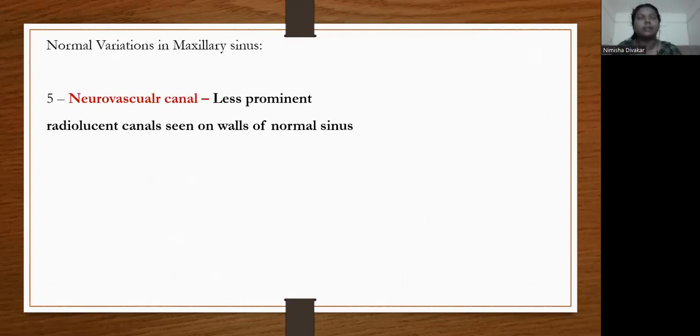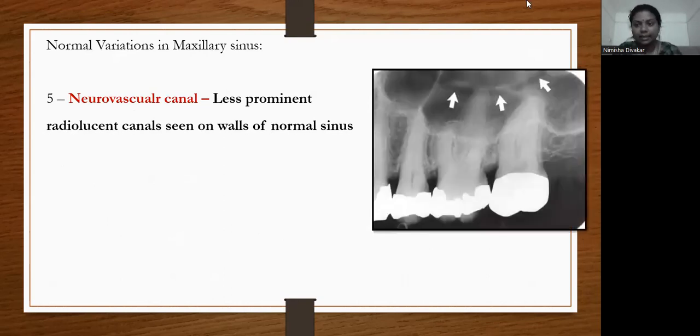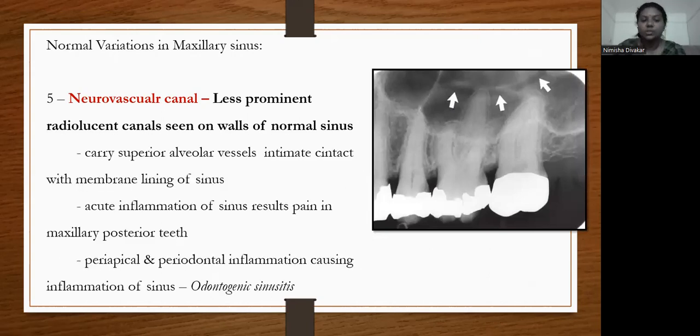Next one is neurovascular canal. They appear as radiolucent canals within the wall of normal sinuses. You can see a canal in this radiograph which is denoted by a white arrow. It's a radiolucent band which carries superior alveolar vessels and which is in intimate contact with the membrane lining of sinus.